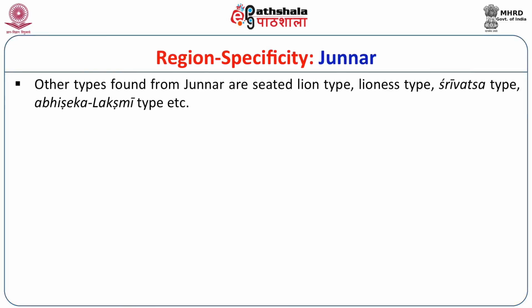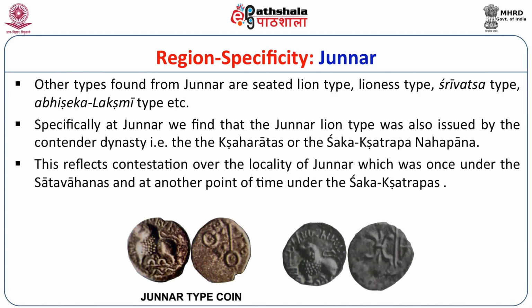Other types found from Junnar are the seated lion type, lioness type, Srivatsa type, and Abhishekha Lakshmi type. Specifically at Junnar, we find the Junnar lion type, as already mentioned. Here you can see the figure of the Junnar lion, which is very typical, and just below the lion you have an undulating line which is like a river symbol, and just above it is the three-peaked hill symbol. So this is a typical device on the obverse of the Junnar type coin, and on the reverse you can see the presence of the Ujjain symbol.